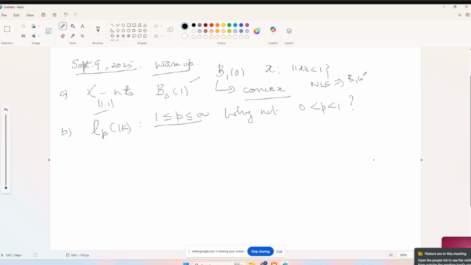This implies that the unit ball is convex. Suppose this is not convex. Can it be a non-linear space?